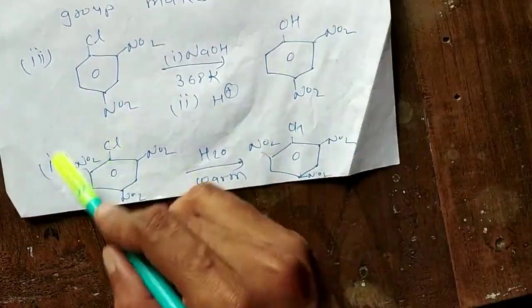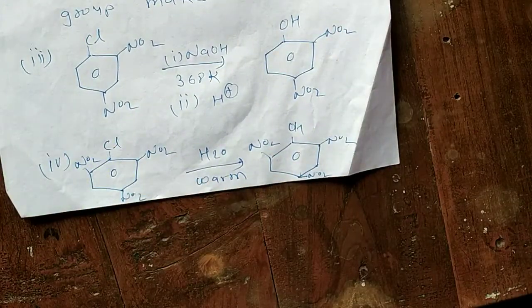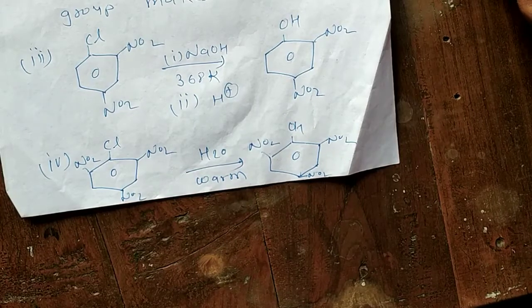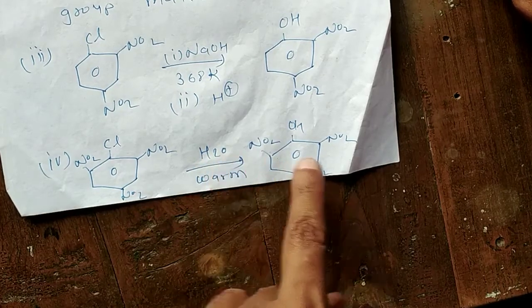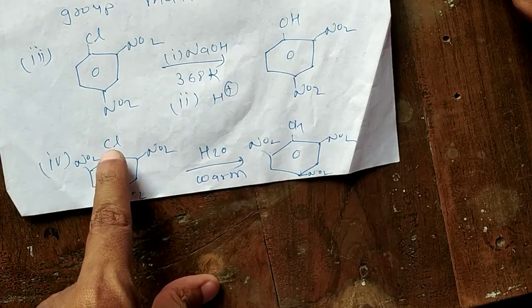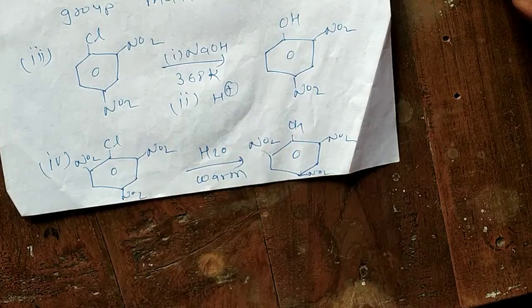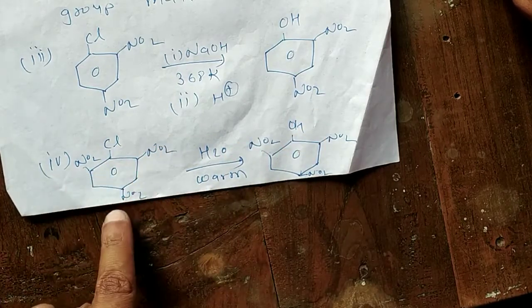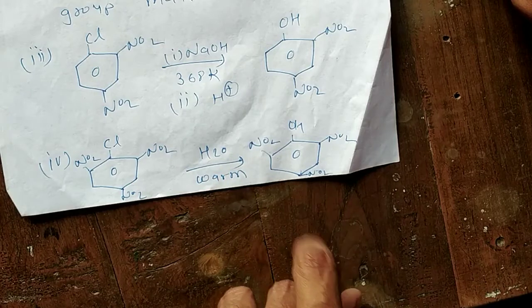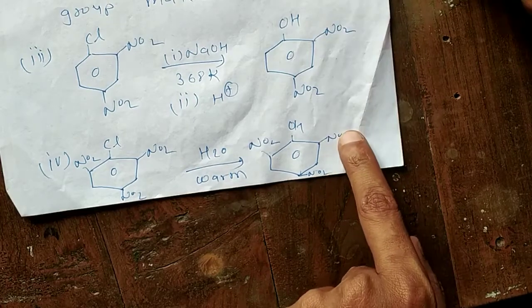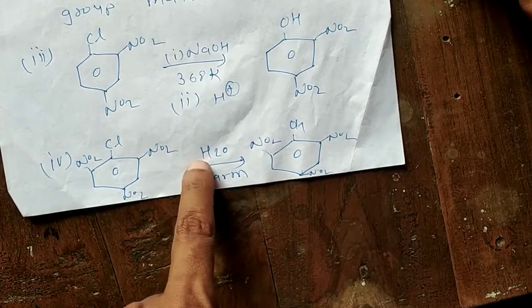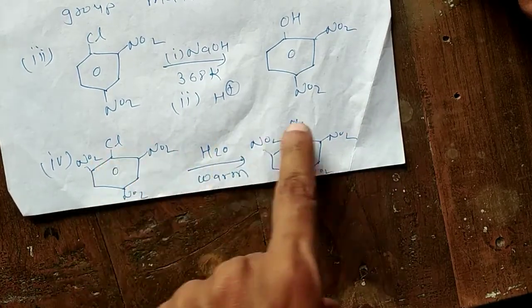Now what if three nitro groups are there? In that case you don't need any base also. Just simply warm it with water so it can be changed from Cl to OH. Three nitro groups are here. So we do not need any harsh condition here because three electron withdrawing groups are here. So simply warm it with water. It can change Cl into OH.